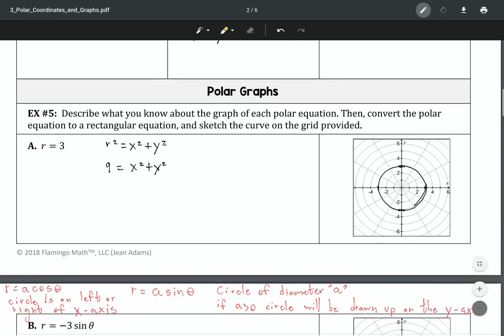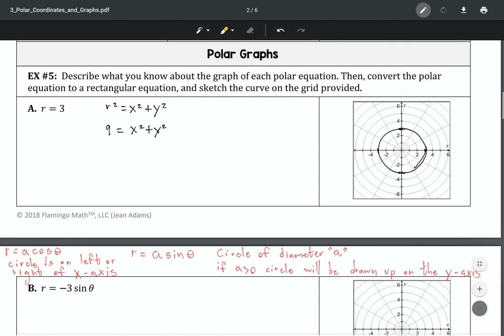Anyway, let's graph the polar equation and convert it to rectangular form.